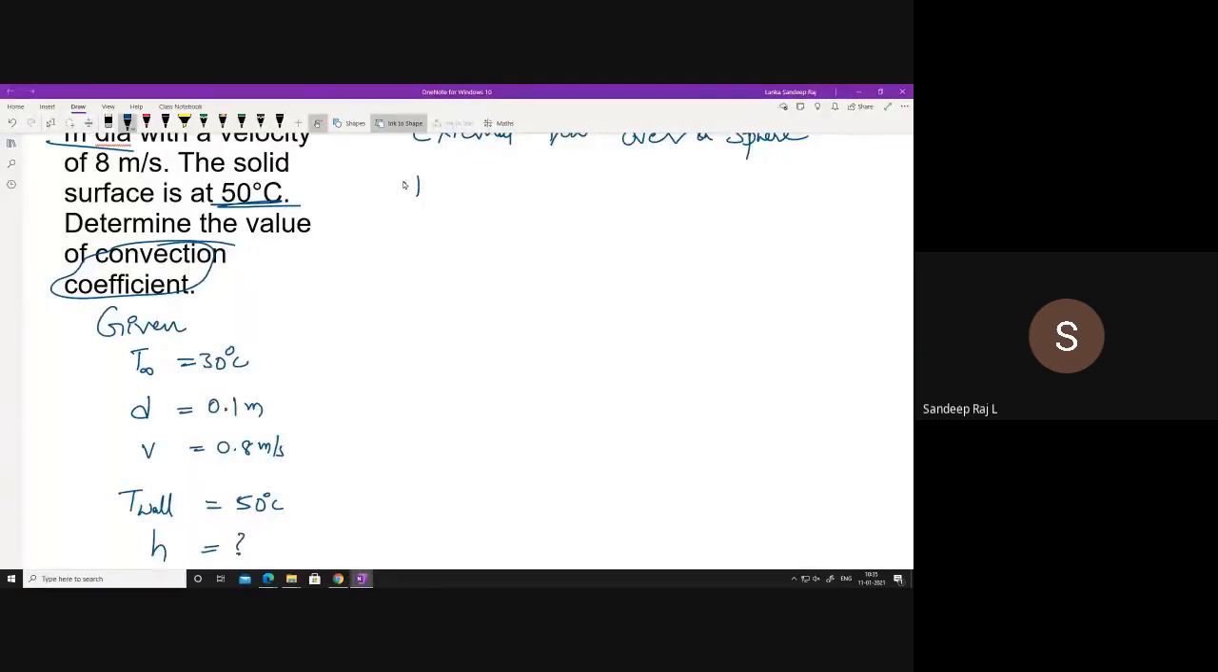So let me calculate the TF value now. 30 plus 50 by 2, that is 40 degrees centigrade, that is TF.